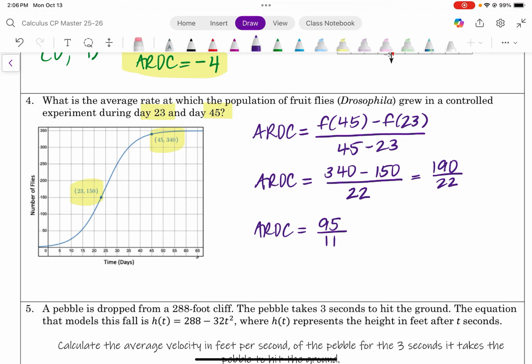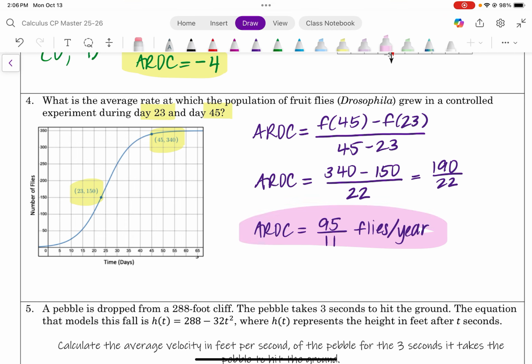I would prefer you leave your answer as a fraction as opposed to a decimal. And then when there's a word problem, I always like to add words. So this is flies per year. So I would write that as flies per year, and this would be the answer to my question.